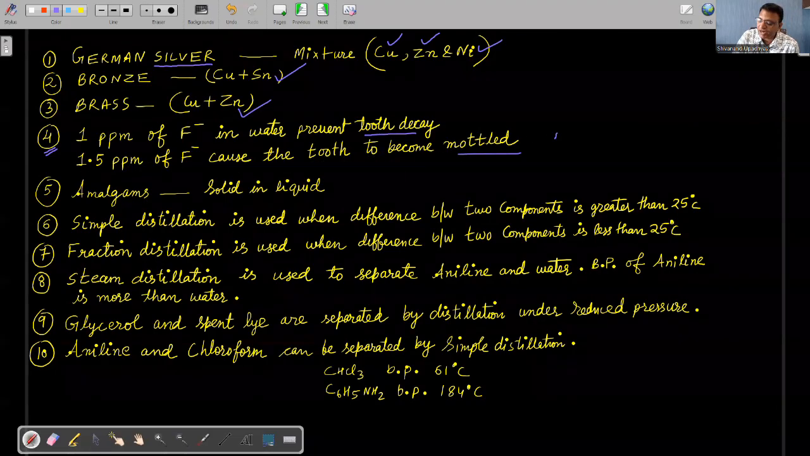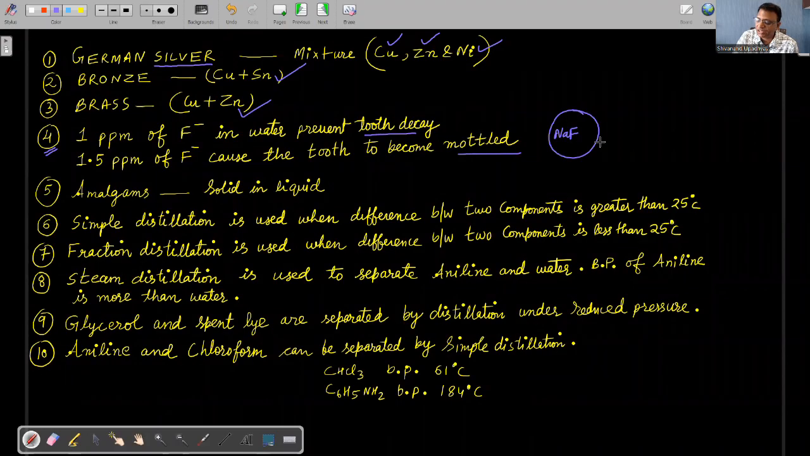And we use sodium fluoride as a poison. If we want to kill a rat, we use this sodium fluoride. So this information is also given in NCERT. Please go through it and read it before the exam, okay? Amalgam, you know that in an amalgam we are dissolving some metals in mercury, right?